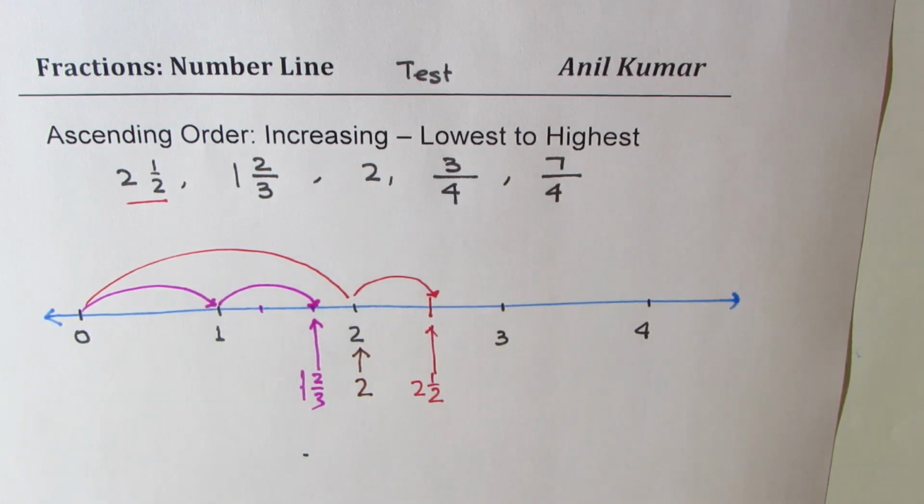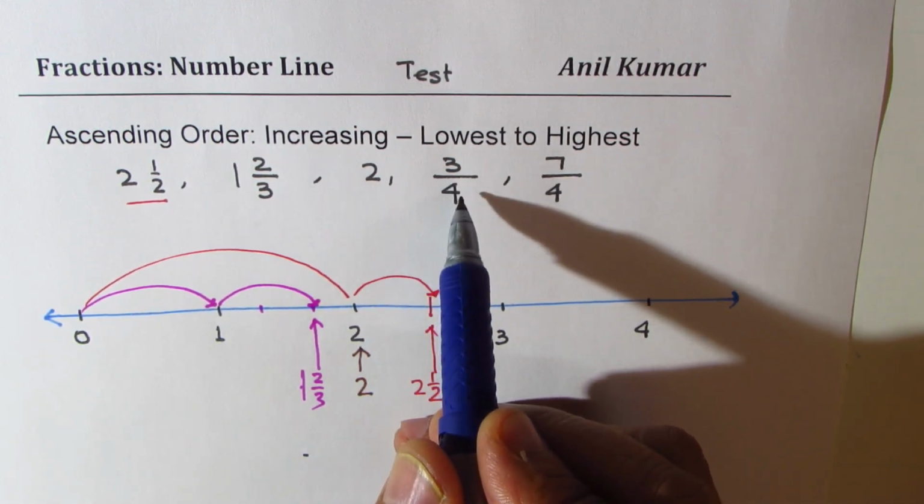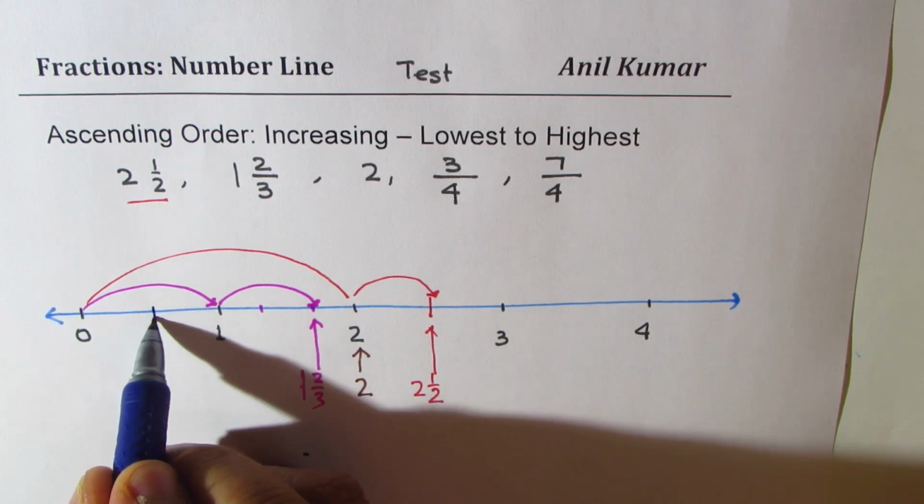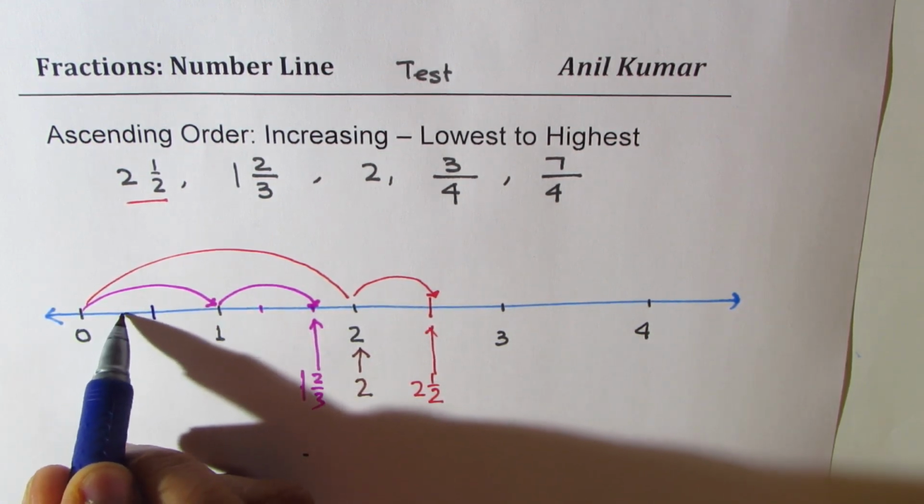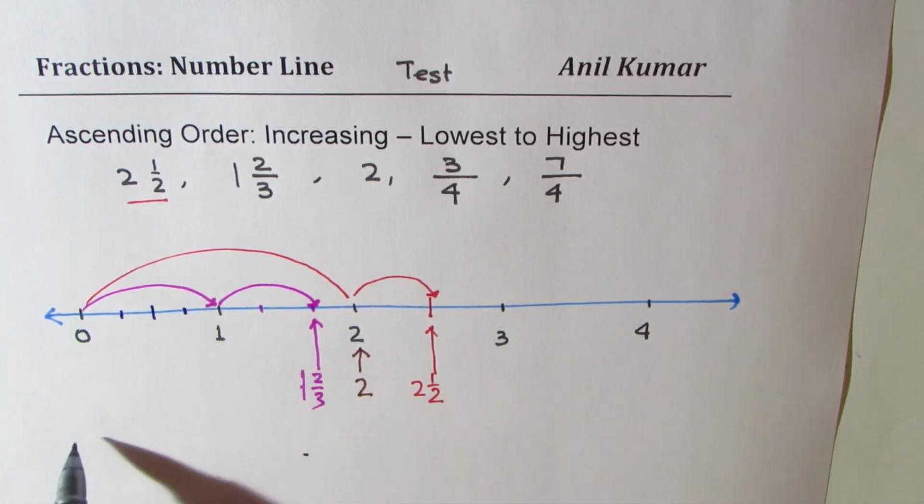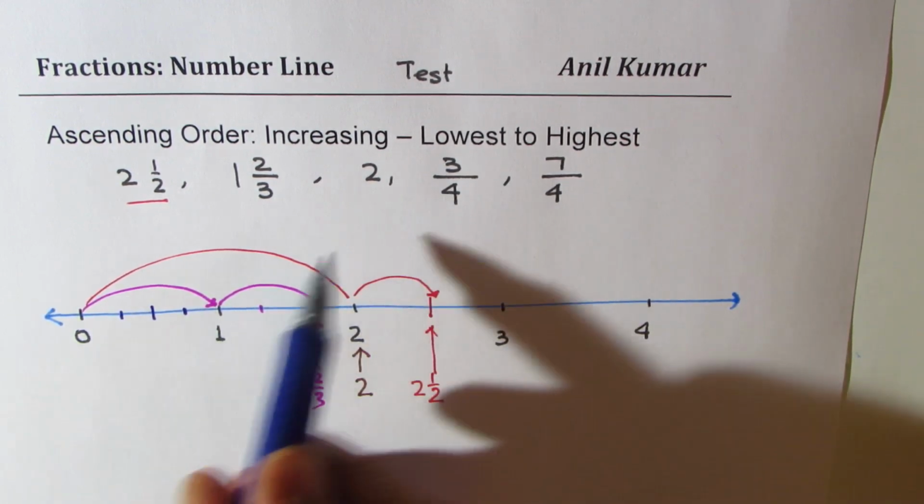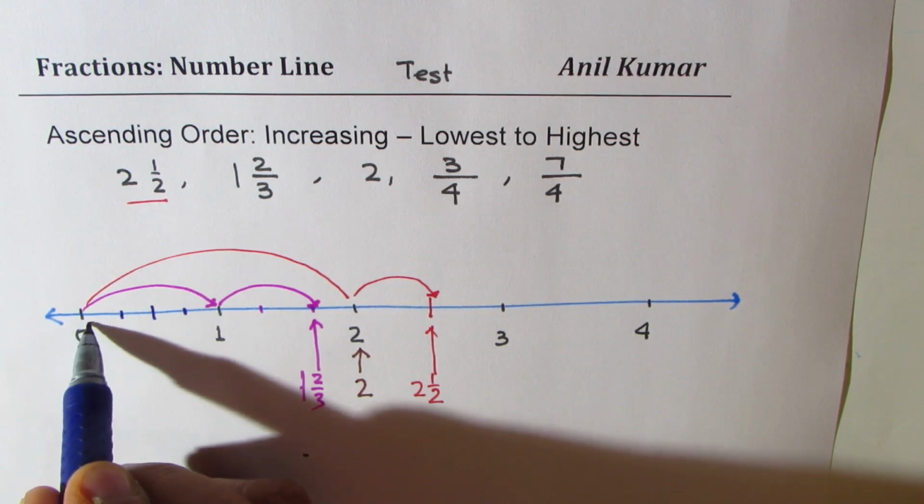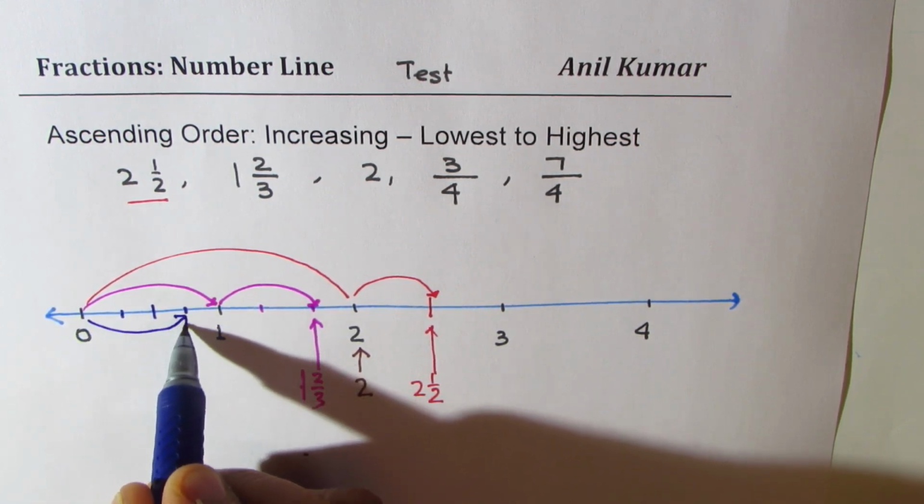Then we have to do 3/4. To get to 3/4, which is definitely less than 1, we will divide 0 to 1 into 4 equal parts. This is half, and then we'll do half of half, correct? Third quarter, these are all quarters. So it is 1, 2, 3. So that becomes 3/4.